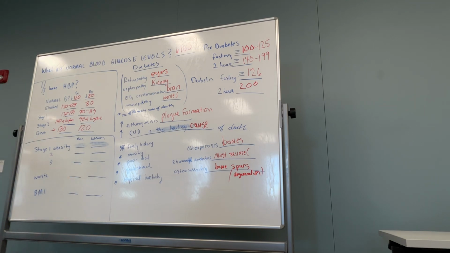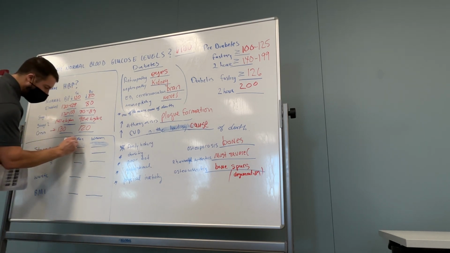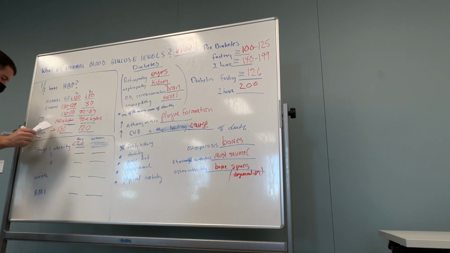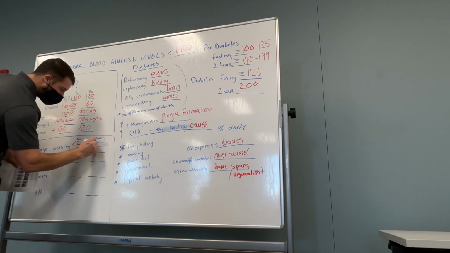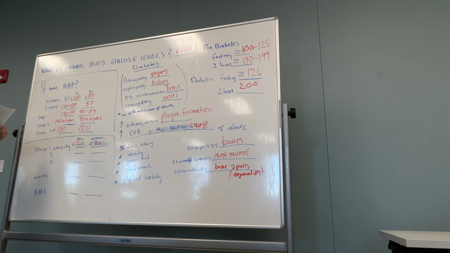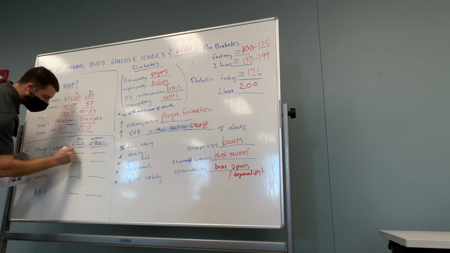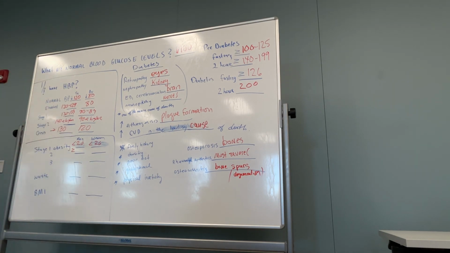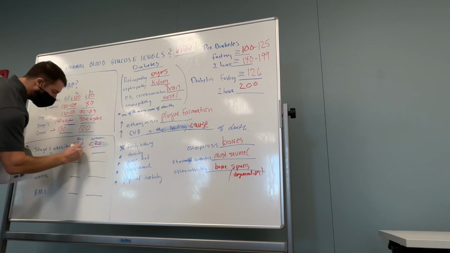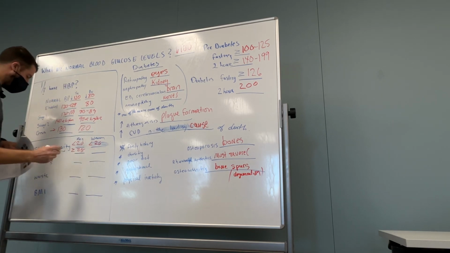What about stage 1 obesity? What do you think stage 1 obesity? What body fat percentage for men does it have to be over? 20, good. What about for women? 26, good. Close. What about stage 1? Greater or equal to what for men? 25, good. What about for women? Stage 1 or stage 2?